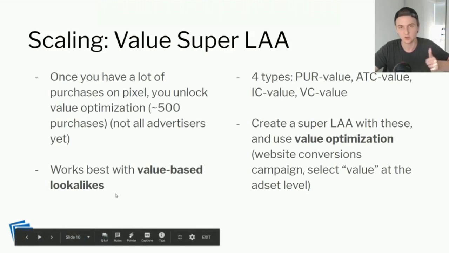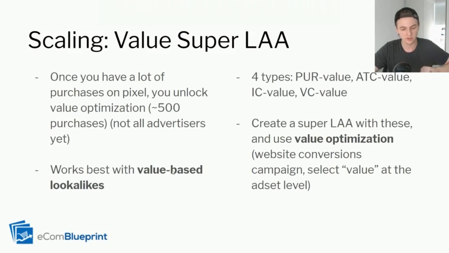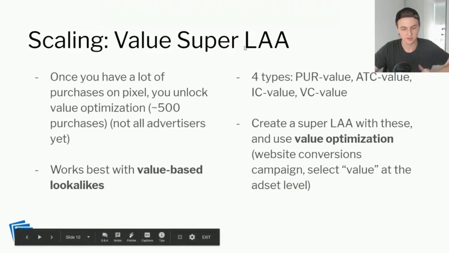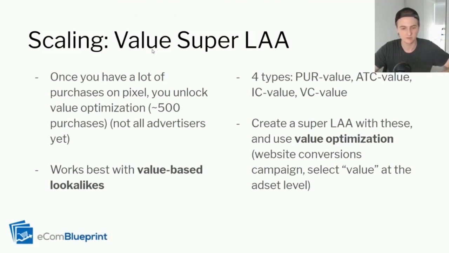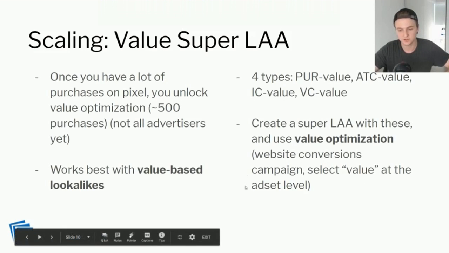And so you can combine value optimization with value-based lookalikes and the super LLA, the super lookalike strategy, and this is what you get: value-based super lookalikes. And so there's 4 different types of value-based lookalikes. There's purchase value, add to cart value, initiate checkout value, and view content value. And so you can just create a super lookalike with all 4, or if you want to test all of them, pick the top 2 to 3. And then you select website conversions campaign, and then you select value at the ad set level as your optimization.